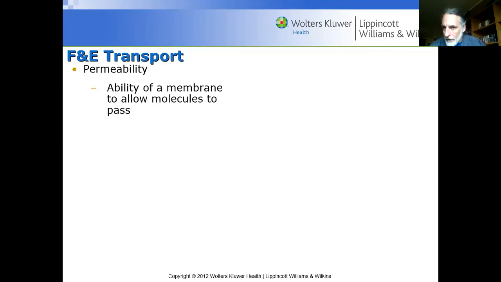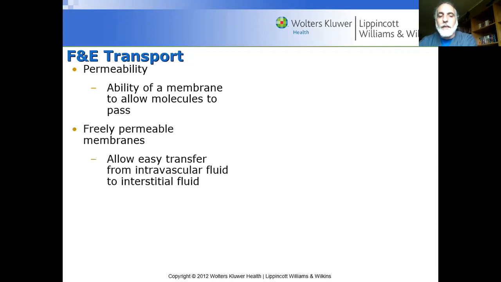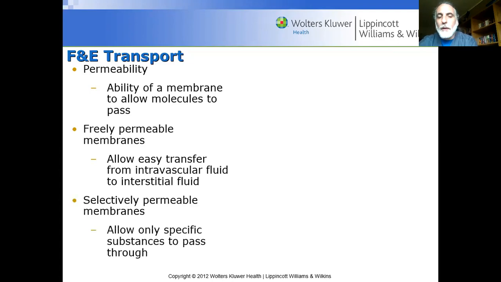And that's where those pumps come in, the sodium potassium pump and the insulin moving glucose in so it can be burned. Water can generally pass through back and forth. So the ability of the membrane: is it a semi-permeable membrane? Is it a permeable membrane? Is it an impermeable membrane? Freely permeable means easy transfer from intravascular to interstitial. Selectively permeable means only some substances can get through.